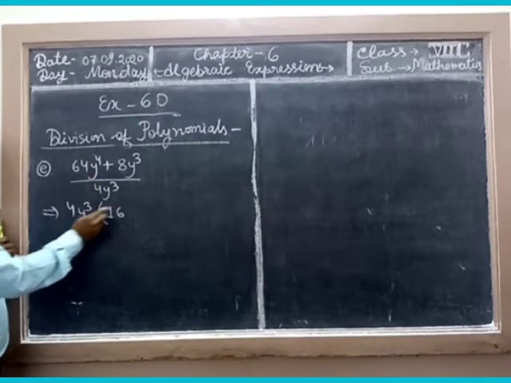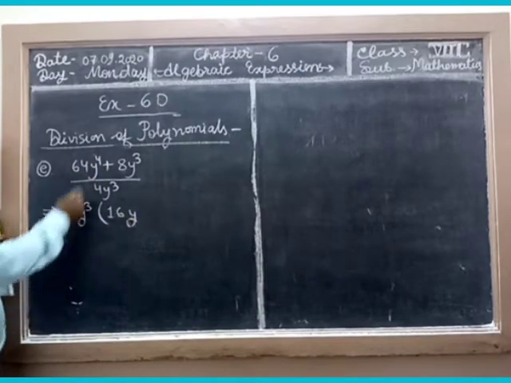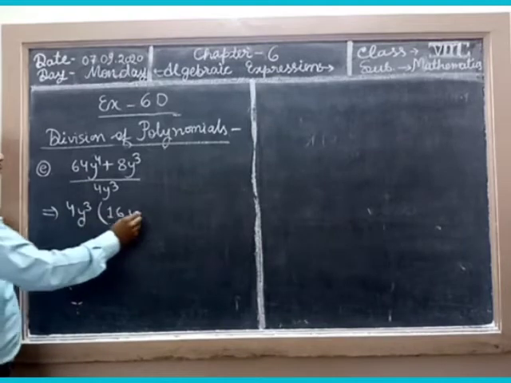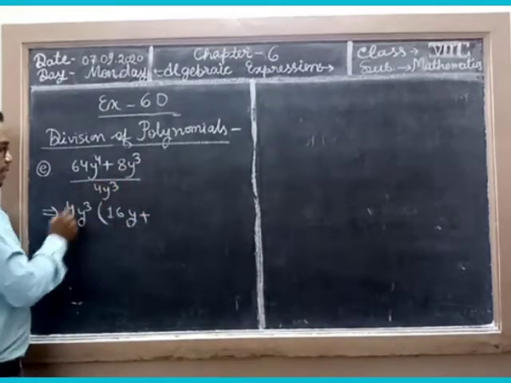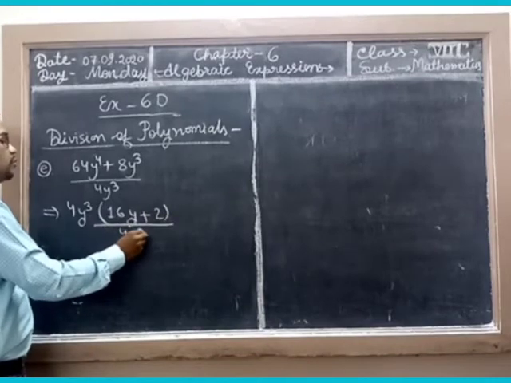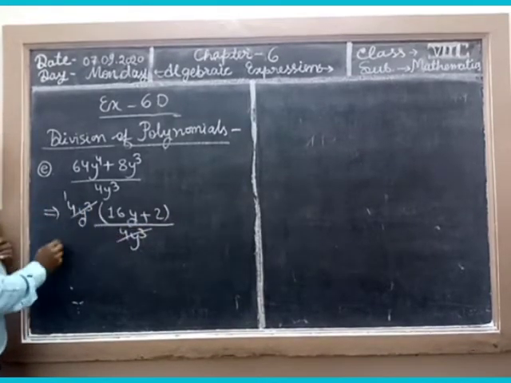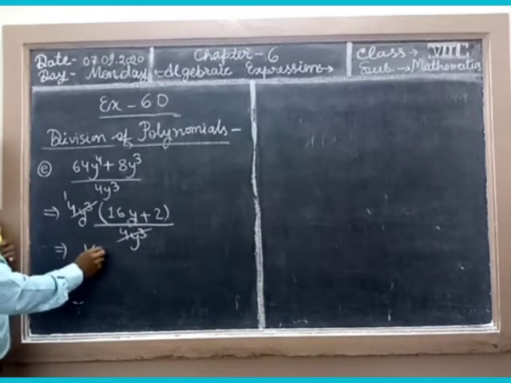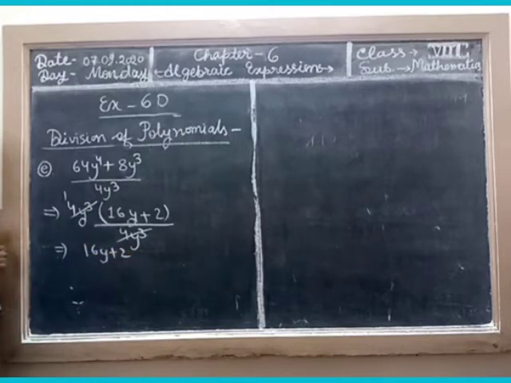y4 divided by y cube, we have y. Plus 8y cube divided by 4y cube, we have only 2. And upon 4y cube. So this 4y cube cancels out this 4y cube one time. So the final answer is 16y plus 2. I will also do the second method.